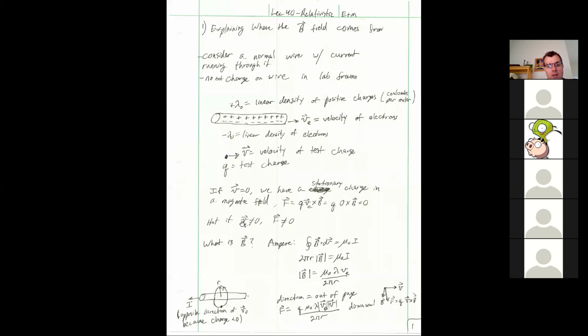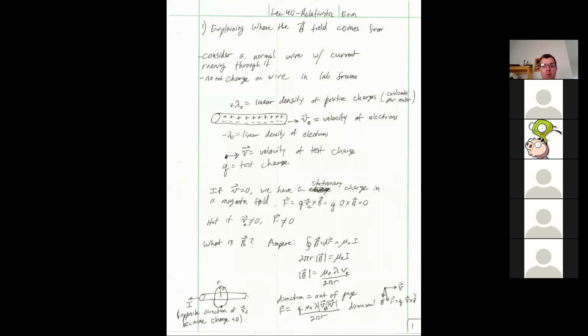What if this charge is moving? And I just realized that I put the wrong subscript on the v. My apologies. We'll deal with that later. Anyway, what if this test charge is moving? If the test charge was moving like this, well, now let's think about it.